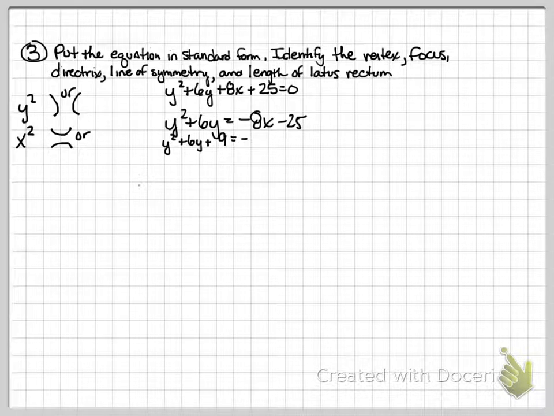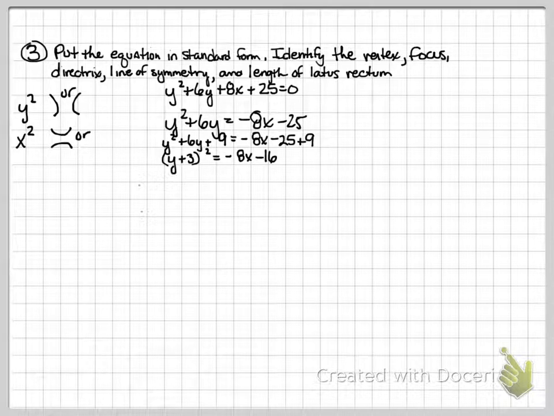Squared is 9. I'm going to add 9 to both sides. So negative 8x minus 25 plus 9. Okay, clean it up a little bit. So on the left side, I'm going to have y plus 3 quantity squared equals negative 8x minus 16.